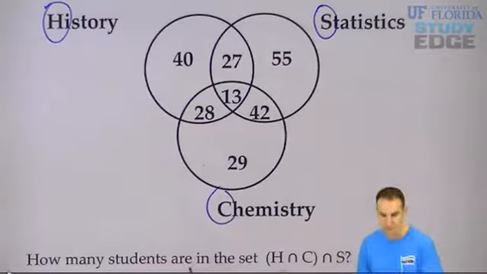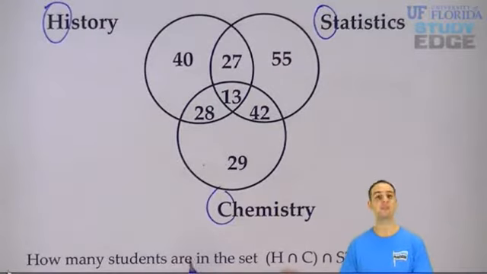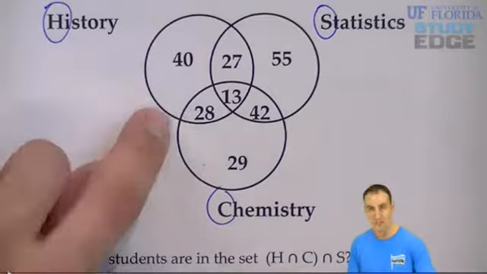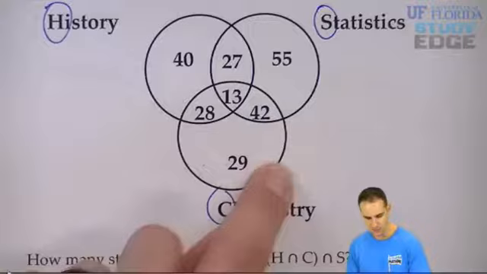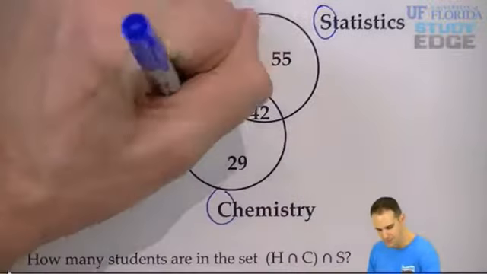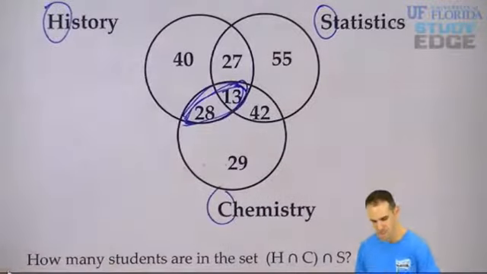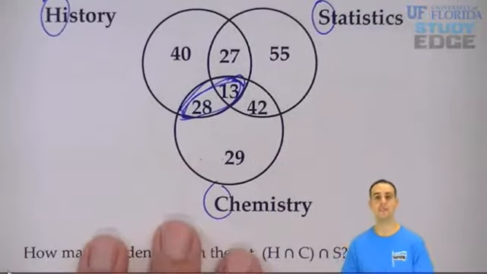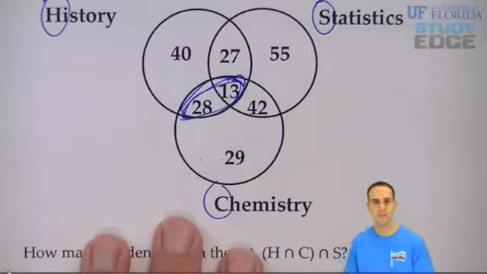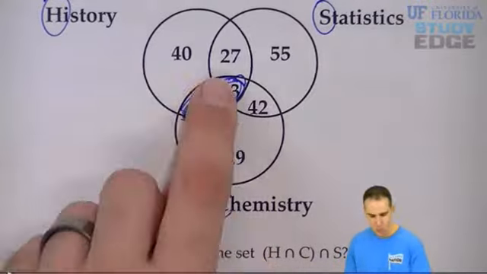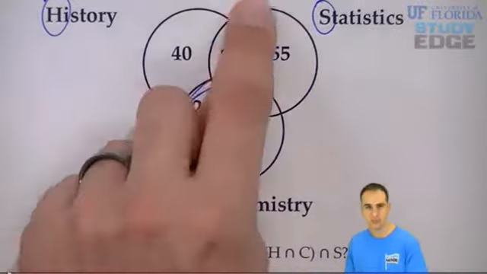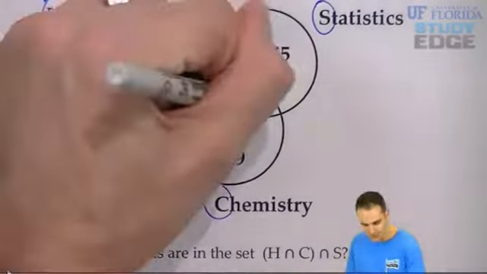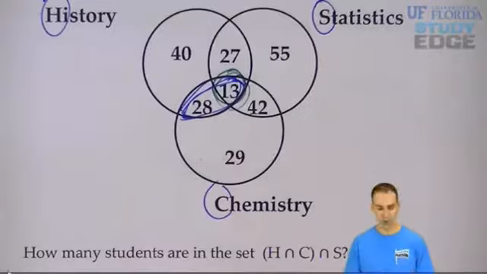History intersect chemistry is the first because it's in parentheses. That's what we're going to do first. History intersect chemistry. Here's the circle of history. Here's the circle of chemistry. They have 28 and 13 in common. Now we take that answer and we intersect it with statistics right over here. What do these two numbers and the circle of statistics have in common? Just the number 13. So that's actually the intersection of all 3 sets.